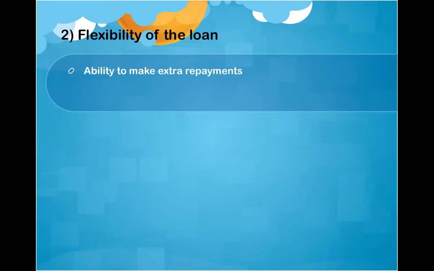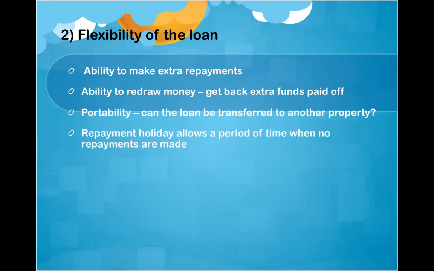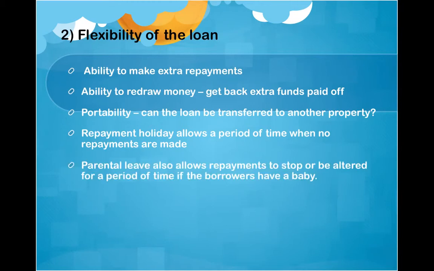you can look at the ability to make extra repayments that you might want to do when there's an increase in your income, the ability to redraw money, so to get back extra funds paid off, the portability, can the loan be transferred to another property? A repayment holiday, that is when it allows a period of time when no repayments are made, or parental leave, which allows repayments to stop or to be reduced for a period of time if the borrowers have a baby. Also, if there's an exit penalty, if you pay off your loan before the end of the term.